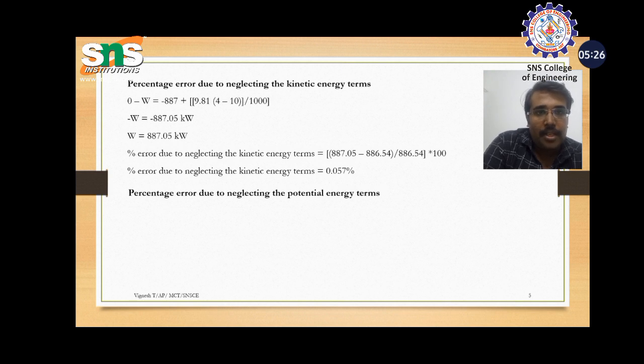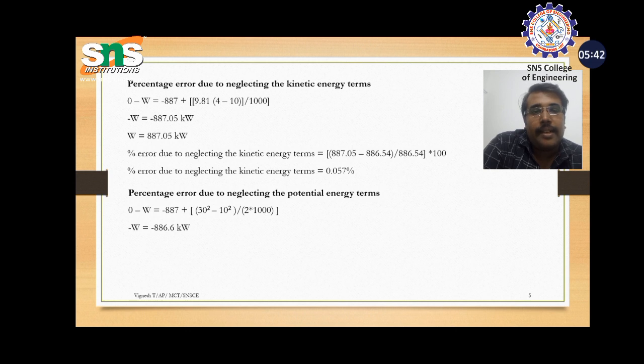And if you consider the percentage error due to neglecting the potential energy term, and cancel out that g into (Z1 minus Z2), what will happen?